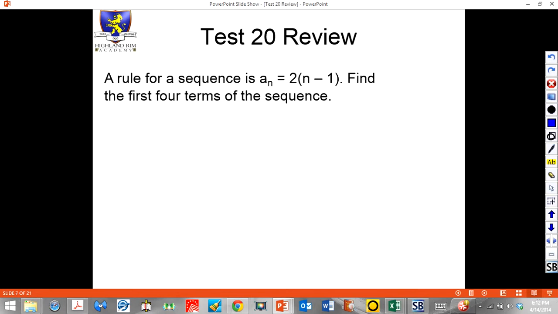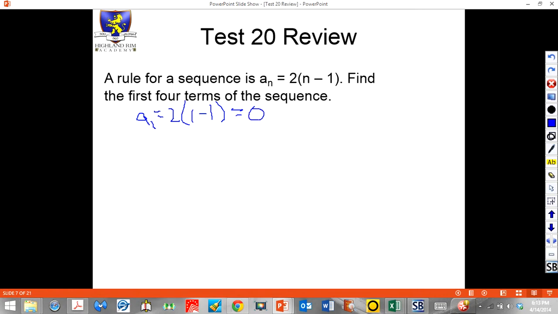This is the last one we're going to do on this segment. We have a rule for a sequence: a sub n is equal to 2 times n minus 1. Our first term is a sub 1, and the first 4 terms will be a1, a2, a3, and a4. So a sub 1 is equal to 2 times 1 minus 1, which is 2 minus 0, which is 0. So that's our first term.